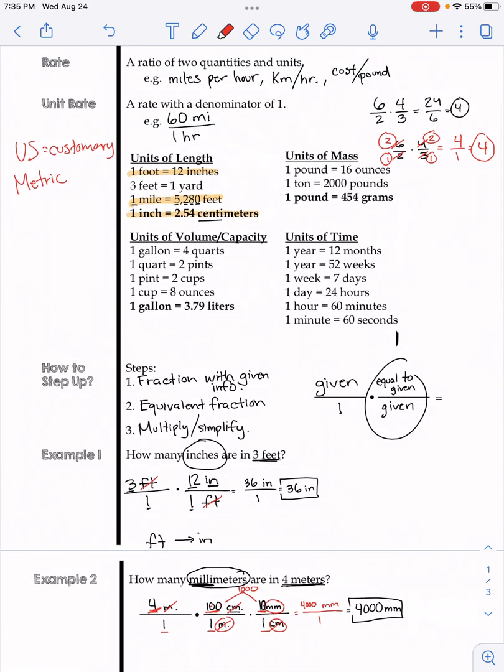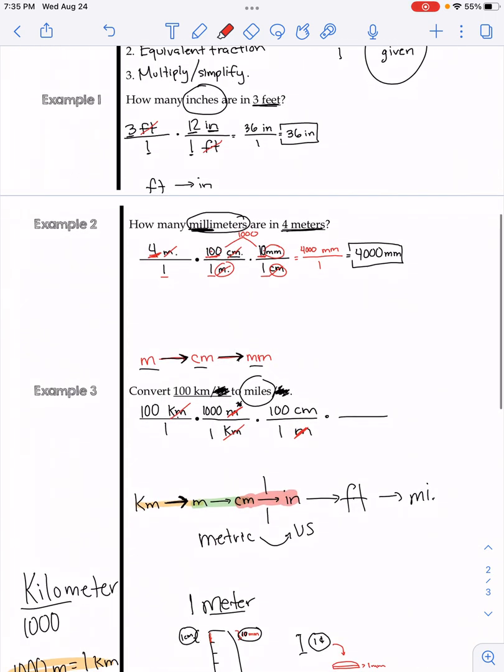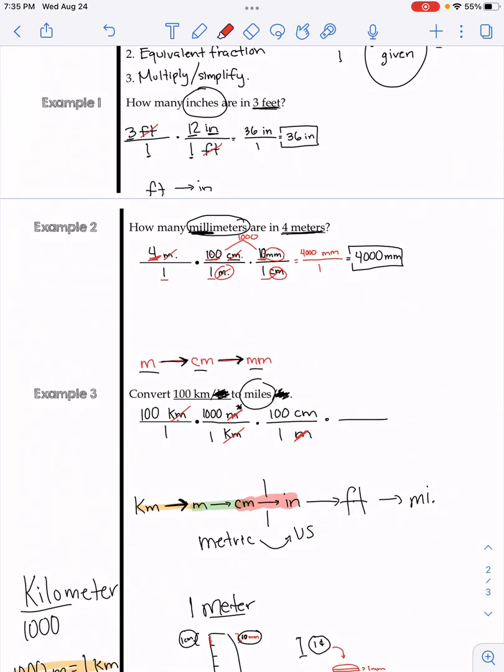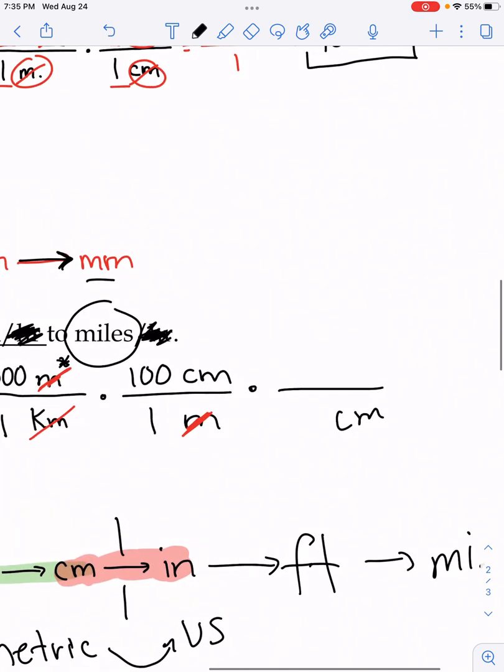Okay, centimeters to inches was right here. That is 1 inch is equal to 2.54 centimeters. That's not a nice conversion because now we're switching systems here. All right, since I have centimeters on the top left, that means centimeters is going to go down here. But it was 2.54 centimeters is 1 inch.